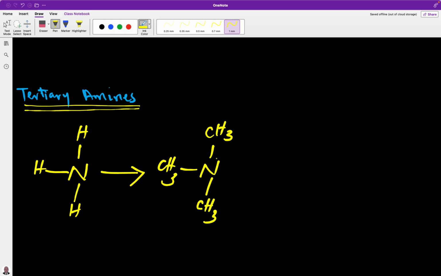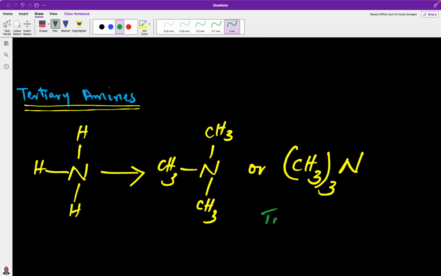Which we can even write as CH3, CH3, 1, 2, 3. There are three of them. Then a nitrogen. In that case, all are the same. In that case, we can call this molecule trimethylamine.